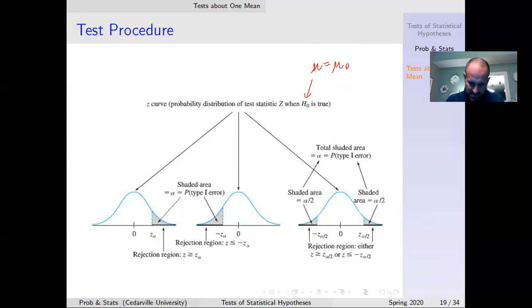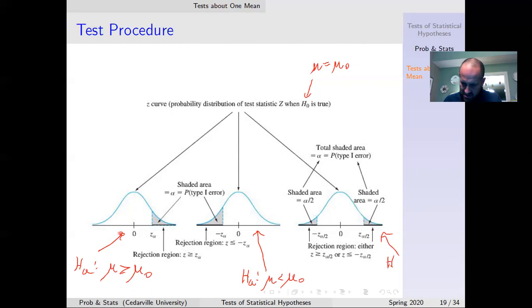This right here is a situation that corresponds to an alternative hypothesis of mu greater than mu zero. This guy corresponds to an alternative hypothesis that is mu less than mu zero. And this guy corresponds to an alternative hypothesis that's mu different from mu zero, okay? So there's the picture right there. I had already drawn that on the other slide.